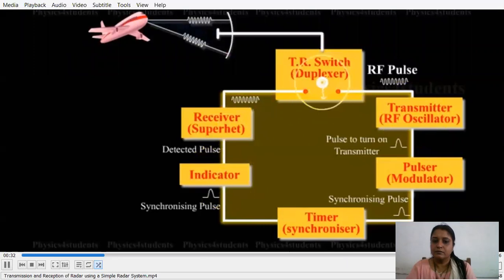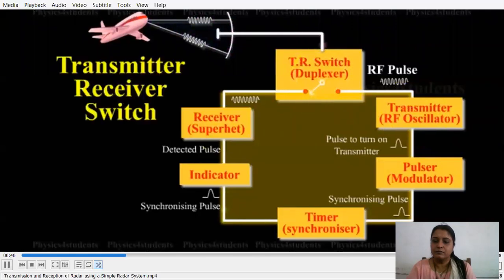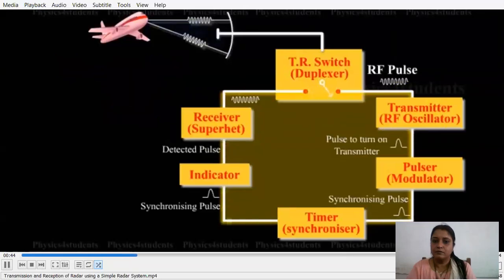In most cases, a single antenna is used for both transmission and reception, and this is achieved with the use of TR switch, that is, transmitter-receiver switch. This switching arrangement is called a duplexer. This connects the antenna to the transmitter during transmission and to the receiver during reception. Moreover, this switch isolates the sensitive receiver from the damaging effects of the high-power transmitter.